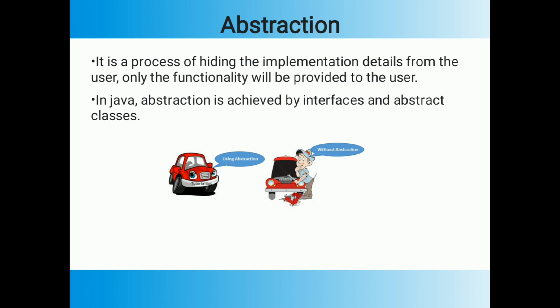Abstraction. It is a process of hiding the implementation details from the user. The user knows only the functionality. In Java, abstraction is achieved by interface and abstract class. Consider an example of a person driving a car. The person only knows that speed can be increased by pressing the accelerator, or the car will stop by applying the brake. But he neither knows how, on pressing the accelerator, the speed increases, nor how, on pressing the brake, the car stops. This is what abstraction is.